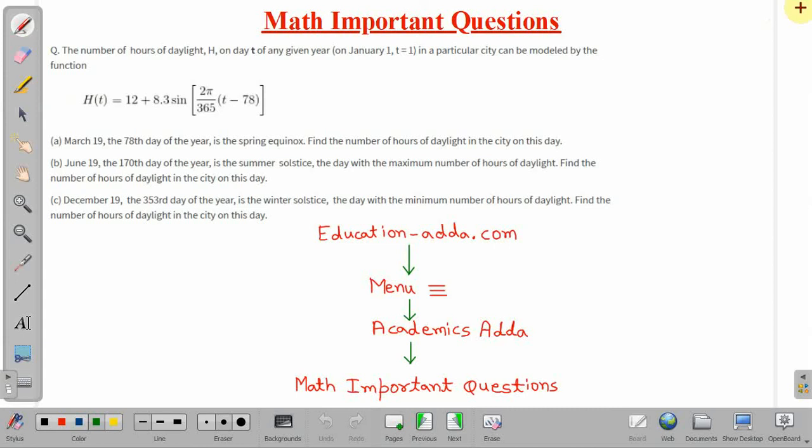Hello friends, in this lecture we will discuss one important problem of mathematics.